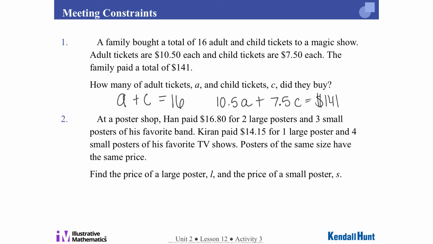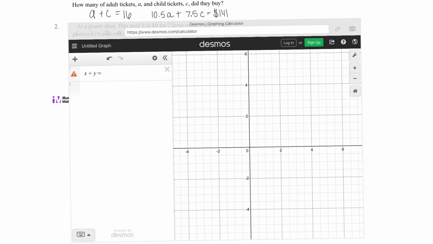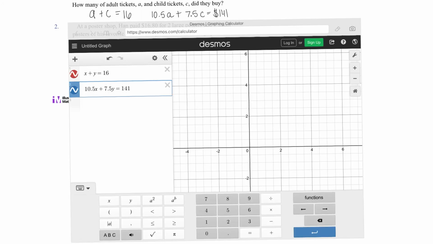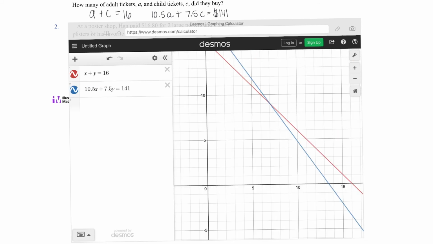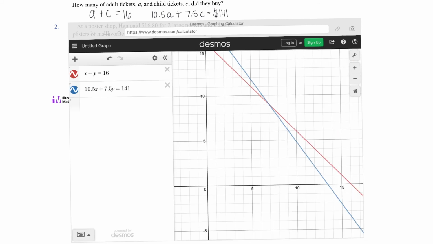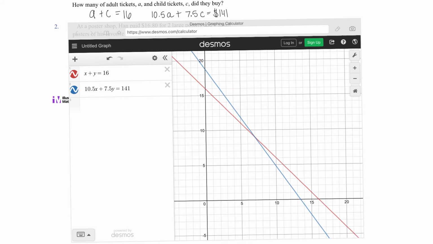One way we could solve these would be to graph them. I plugged each of these equations in. The only thing I changed is I let x represent a and y represent c, because that's what you need when you're working with a calculator. You can't see the graph right now, so I have to zoom out.